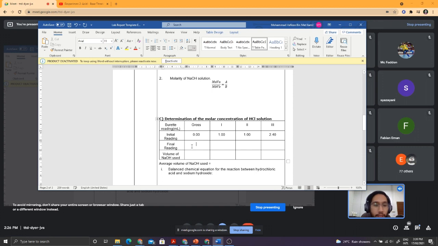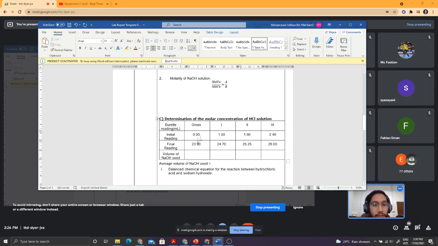and then the final reading untuk gross is 23.9, and untuk the first titration yang you buat, it is 23.70, and then you akan dapat, I'm sorry, it is 24.70, 25.25, and 26.00. So dapatkan volume NaOH sama juga, average cuma for the actual titration.